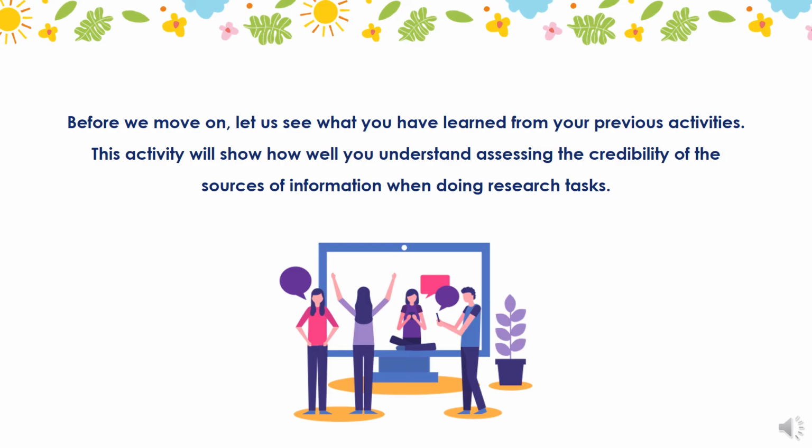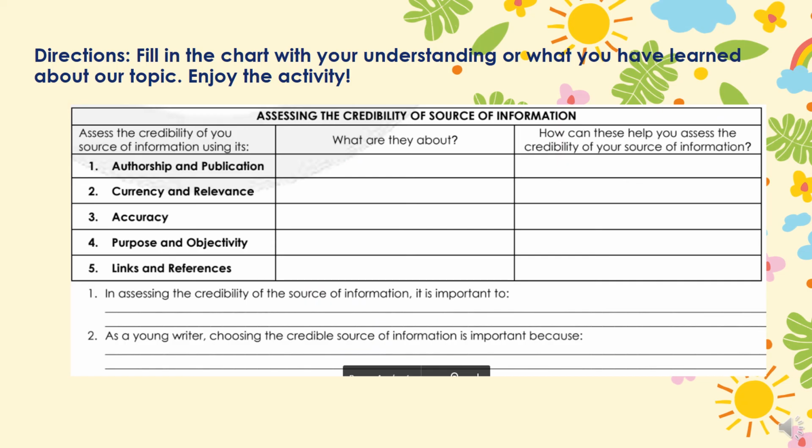Before we move on, let us see what you have learned from your previous activities. This activity will show how well you understand assessing the credibility of the sources of information when doing research tasks. For directions, fill in the chart with your understanding of what you have learned about our topic. Assessing the credibility of source of information. Assess the credibility of your source of information using authorship and publication, currency and relevance, accuracy, purpose and objectivity, links and references. What are they about? And how can these help you assess the credibility of your source of information?